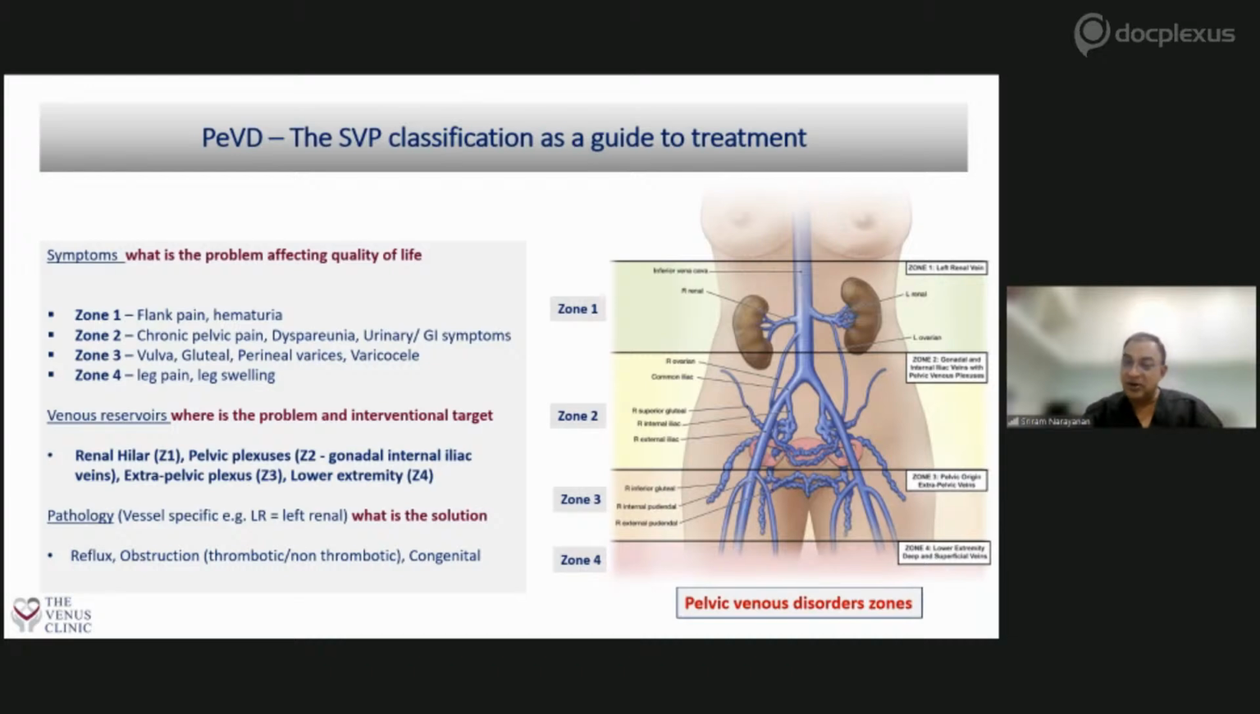And knowing the pathology tells you what is the solution. For example, if the main problem is reflux, then you've got to stop the reflux from occurring. If the main problem is obstruction, like in the iliac vein, then you have to open up the iliac vein with a stent if required. So this allows us to make judgments on treatment as well.